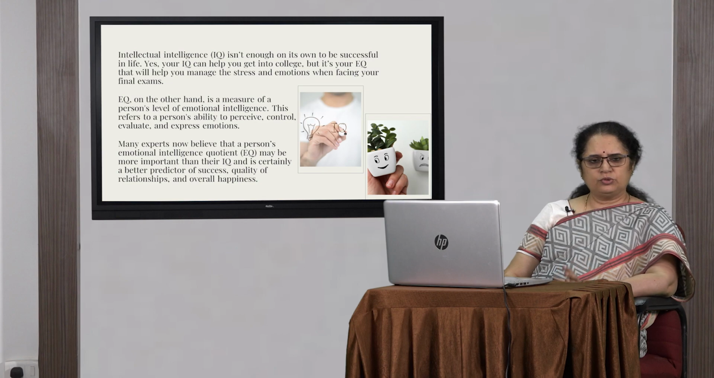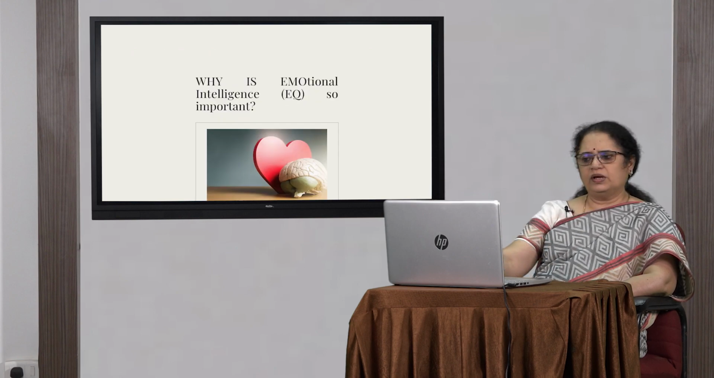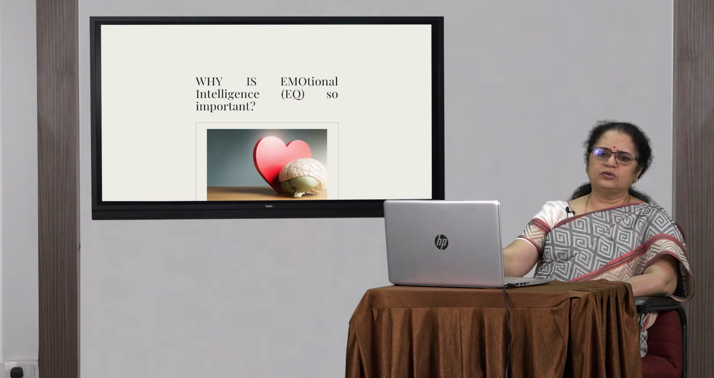So, IQ helps you reach whatever you have to reach, but to continue there, if you see, so many people even in IITs have had high amounts of stress, right. So, the people who are in high positions or a stressful college or a stressful job, they need EQ to sustain. Why is it so important? Why do you think EQ is so important?